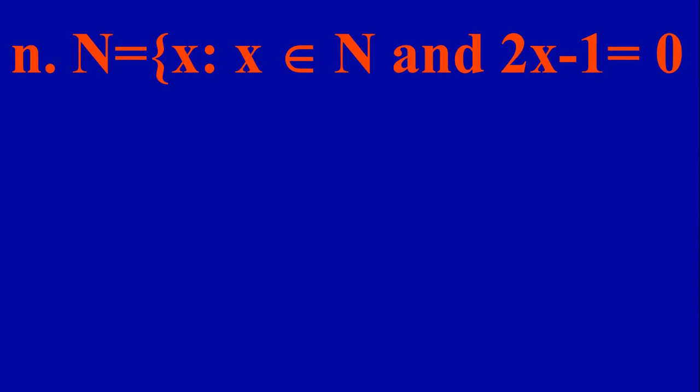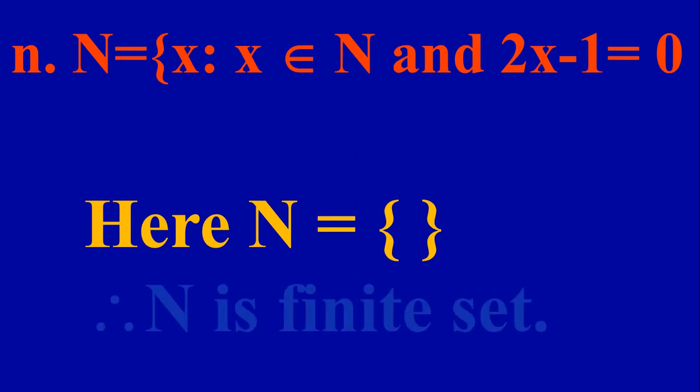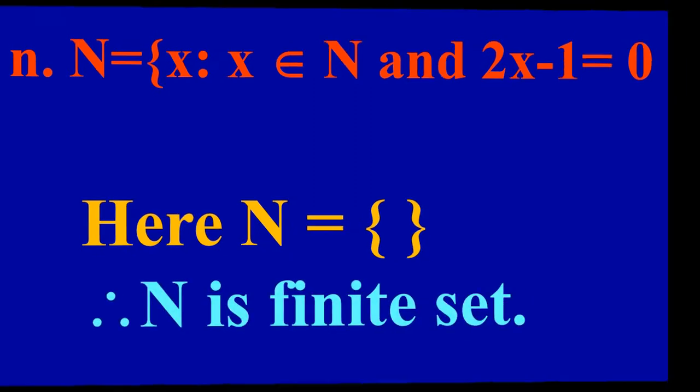Next one, N equal to the set of all x such that x belongs to N and 2x minus 1 equal to 0. Same time you have to solve for this equation and x should belong to N. When we solve this, 2x minus 1 equal to 0, that is 2x equal to 1 and x equal to 1 by 2. So we get x equal to 1 by 2, but 1 by 2 is not a natural number. So therefore here N is the empty set. So important, again N is the empty set. Now solution is x equal to 1 by 2. 1 by 2 is not a natural number. So therefore N equal to the empty set and the empty set is also a finite set. So therefore N is a finite set.